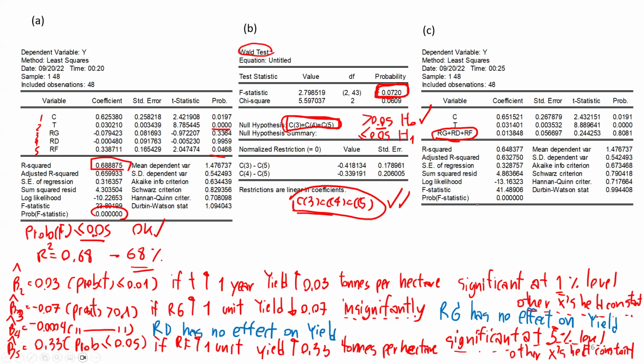Okay, first, if you read this printout, what do you read first? After you get this printout, the probability of F, pass or not? Is this good or bad? Good, right? Because it's less than 0.05, overall is okay.